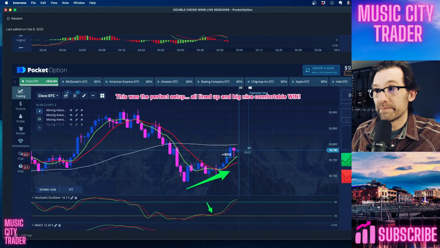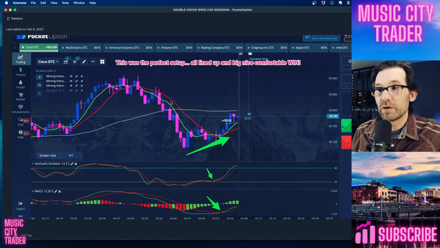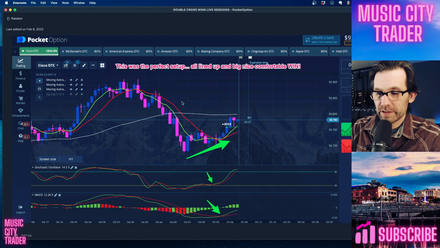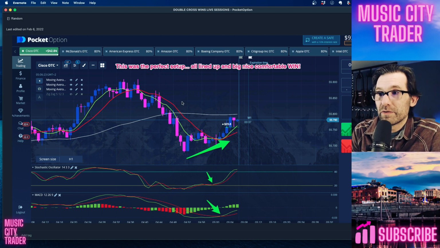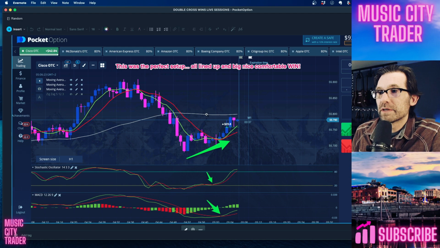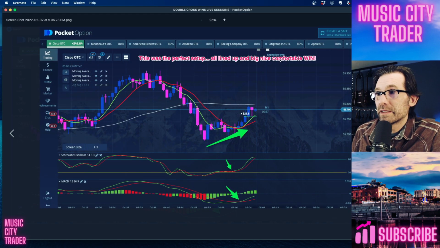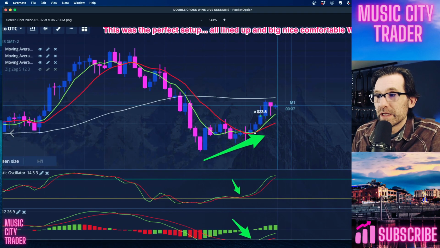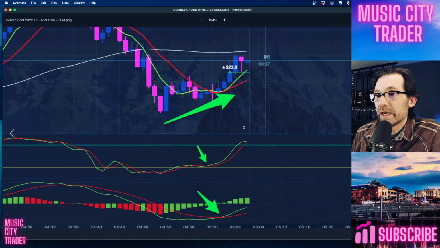So let's go with the winners first, because you're always going to find a loser. That's easy to find. Let's go for the winner. And I'm going to zoom in right here. This was a win. It says this was the perfect setup, all lined up, and big, nice, comfortable win. Now I'm going to place some of these images for you in the course, just a pack of images so you can read them. And I'm going to zoom in here as much as I can and show you what happened here.